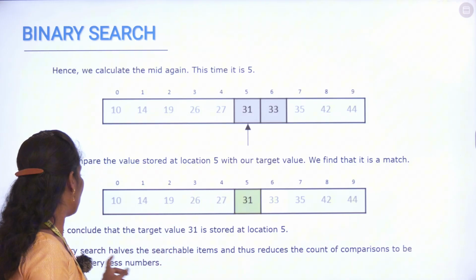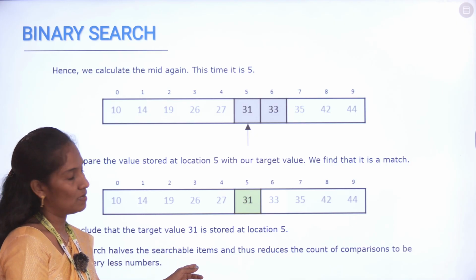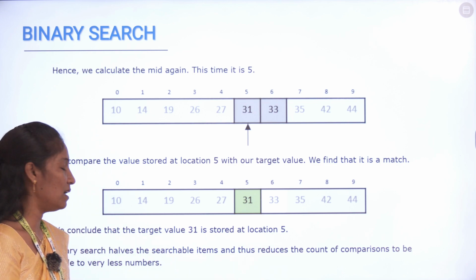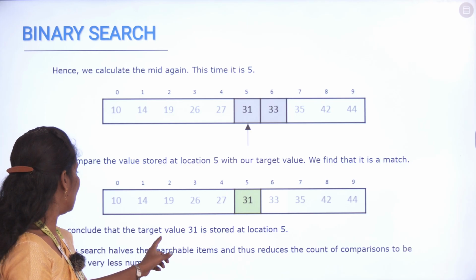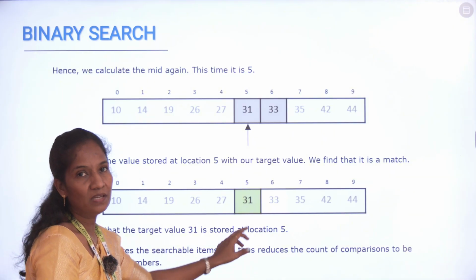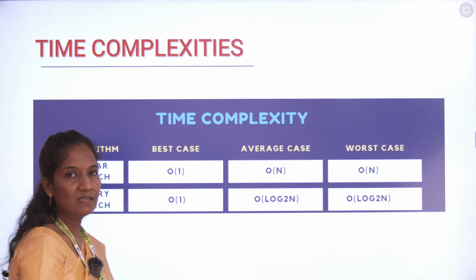It shows that here binary search divides the searchable items, and thus it reduces the count of comparisons to be made to very less numbers. So here it returns the target value 31 is stored at the location 5. So that's it about binary searching.